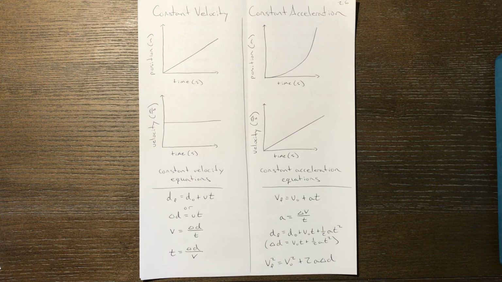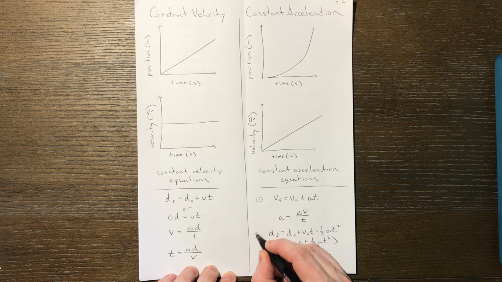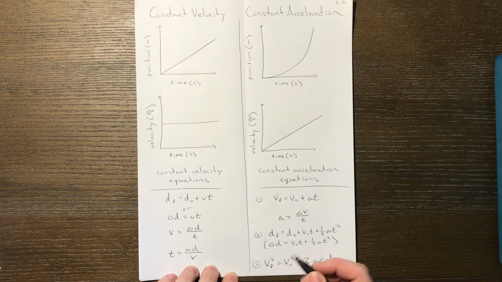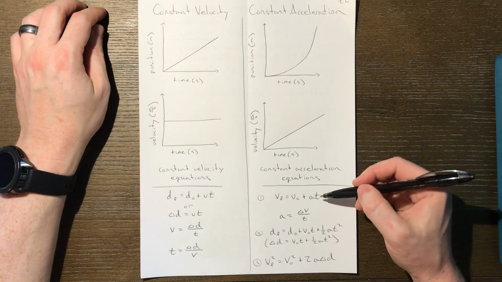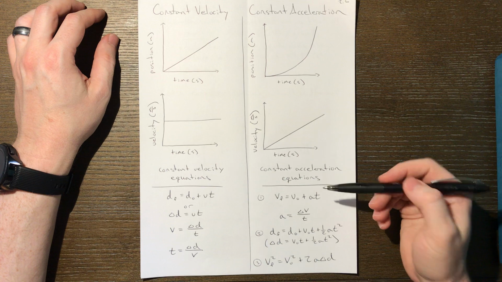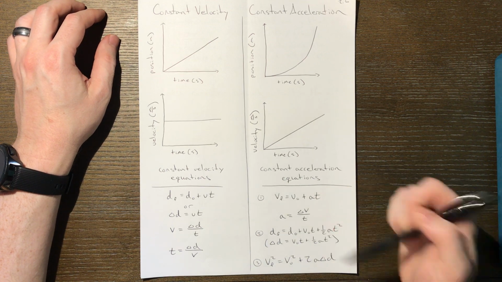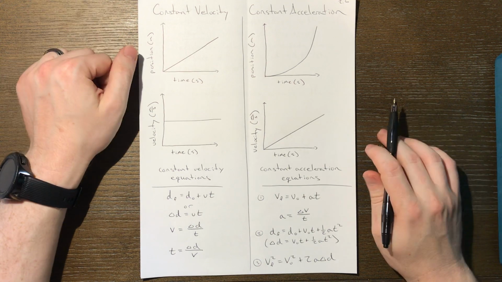And I usually like to number these equations 1, 2, and 3. And we'll get back to this when we get to problem solving. I have a simple flow chart for this chapter that will allow you to quickly figure out which of these equations you can use to solve a given problem.